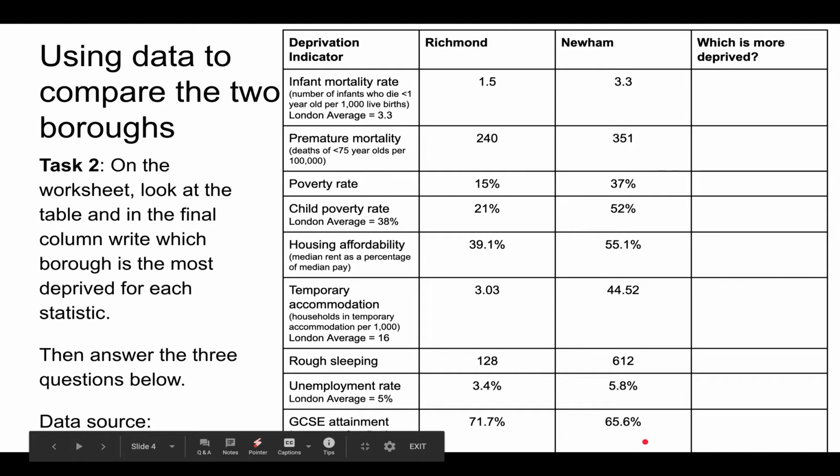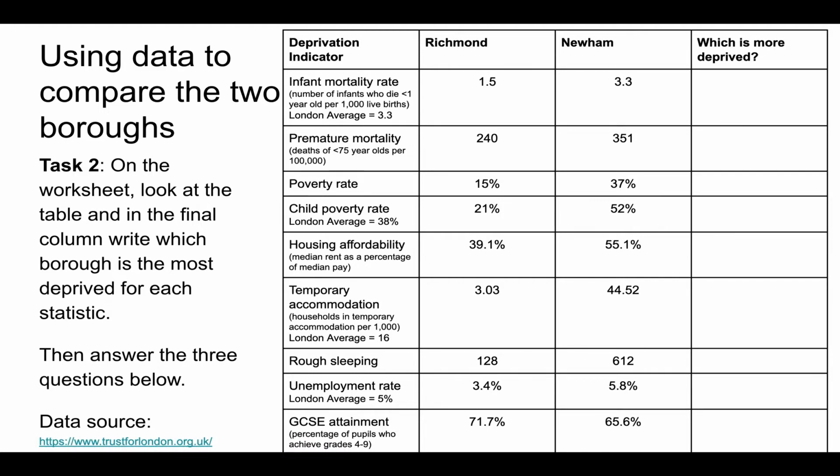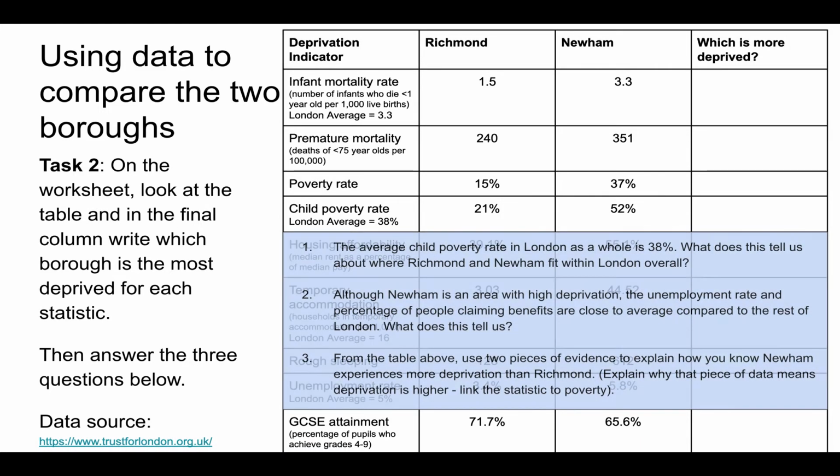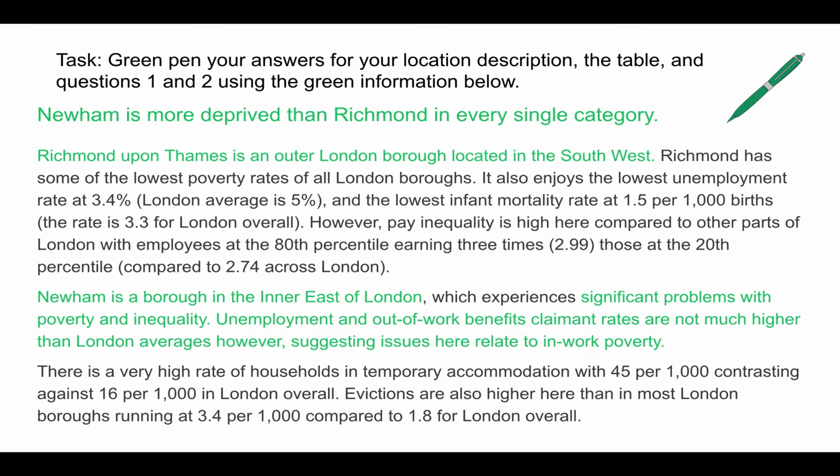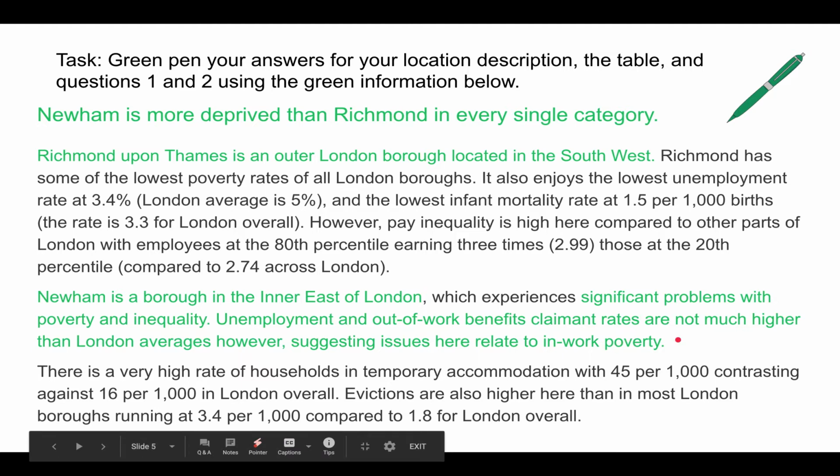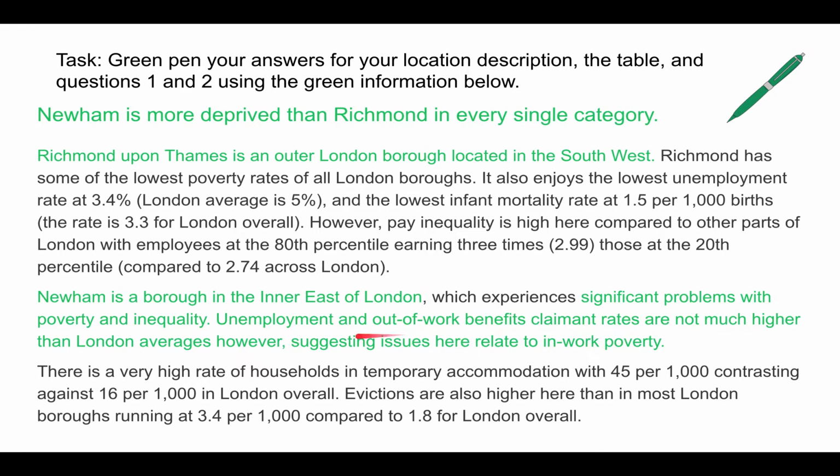And even down here, we see GCSE attainment, the results that people get in Newham are lower than those in Richmond. So there's some privilege and benefit afforded to people who live in Richmond. So, unemployment and out of work benefits claimant rates are not much higher than London averages, okay? So what we're saying is unemployment is higher, but not that much higher.